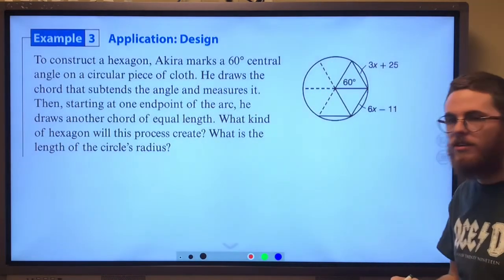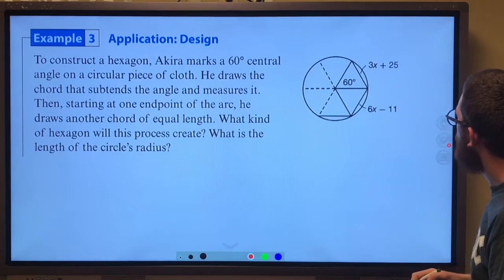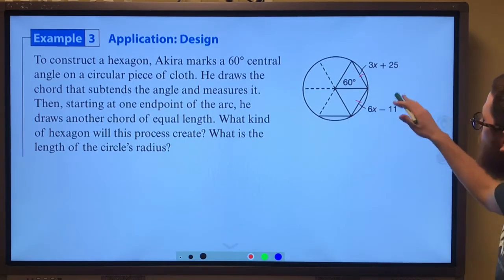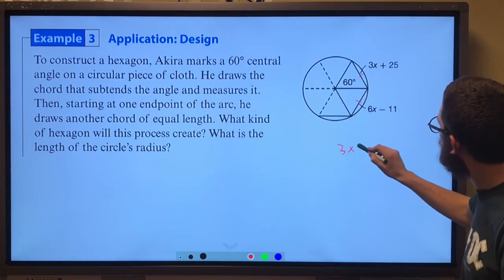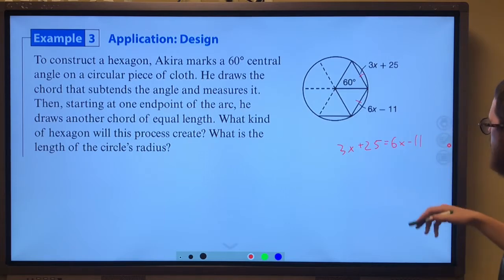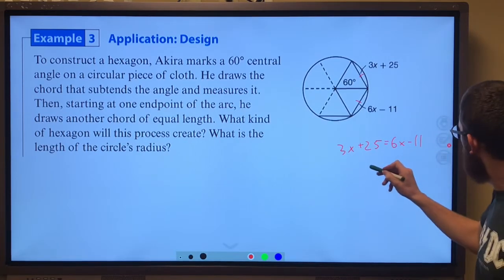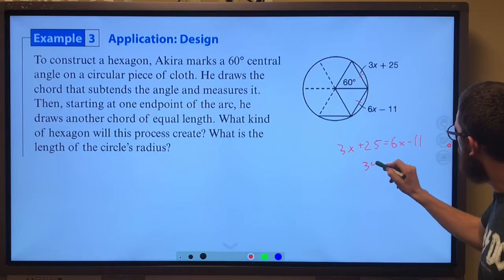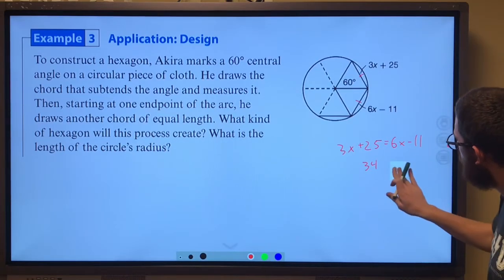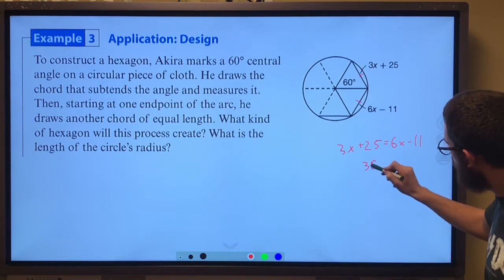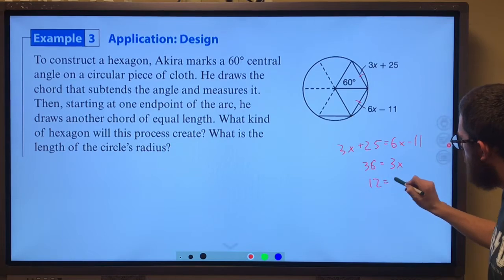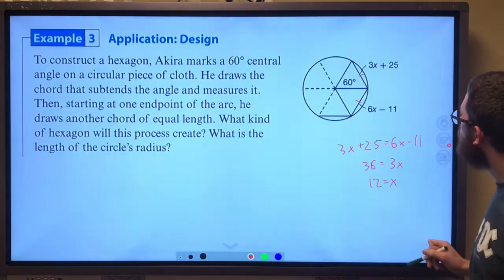Well, if this is indeed a regular hexagon, then we know these chords are the same. I can find the length of each chord here. 3x plus 25 equals 6x minus 11. I can solve for x real quick. I add that, that'd be 36. 36 equals 3x. So x comes out to be 12.